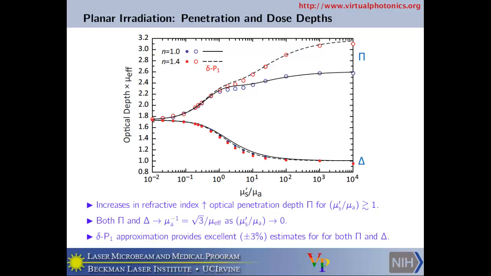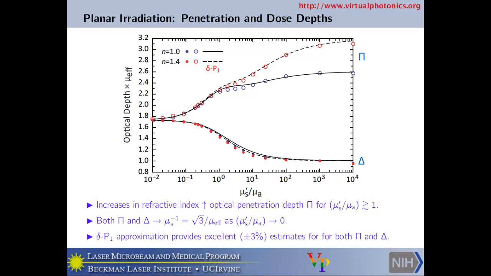Yes, Vikrant. Hold on 1 second. Let's just bring the microphone. Yes, Vikrant. So the delta P1 approximation does not have that constraint of mu-s or mu-s prime being much greater than mu-a? That's right, because it does two things.